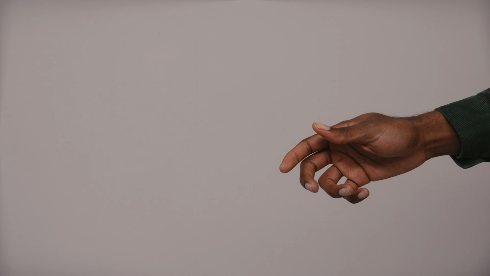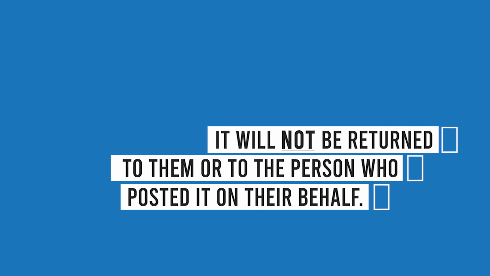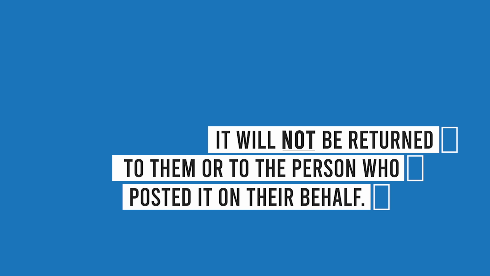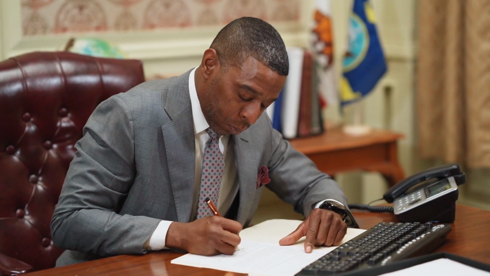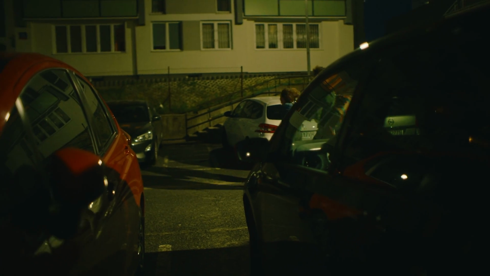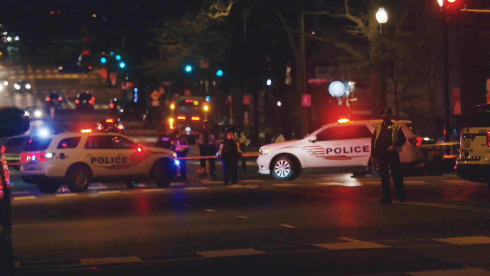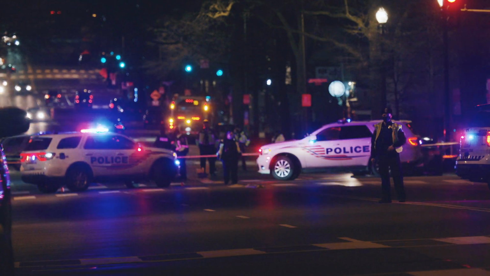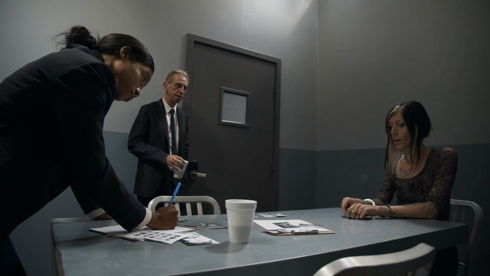If the defendant fails to appear, they risk having the bail forfeited, meaning that it will not be returned to them or to the person who posted it on their behalf. The magistrate will weigh many factors when deciding the initial amount and type of bail to set. Some of these factors include the risk of flight by the defendant, the seriousness of the alleged crime or crimes, the safety of the community, and the defendant's criminal history, if any.